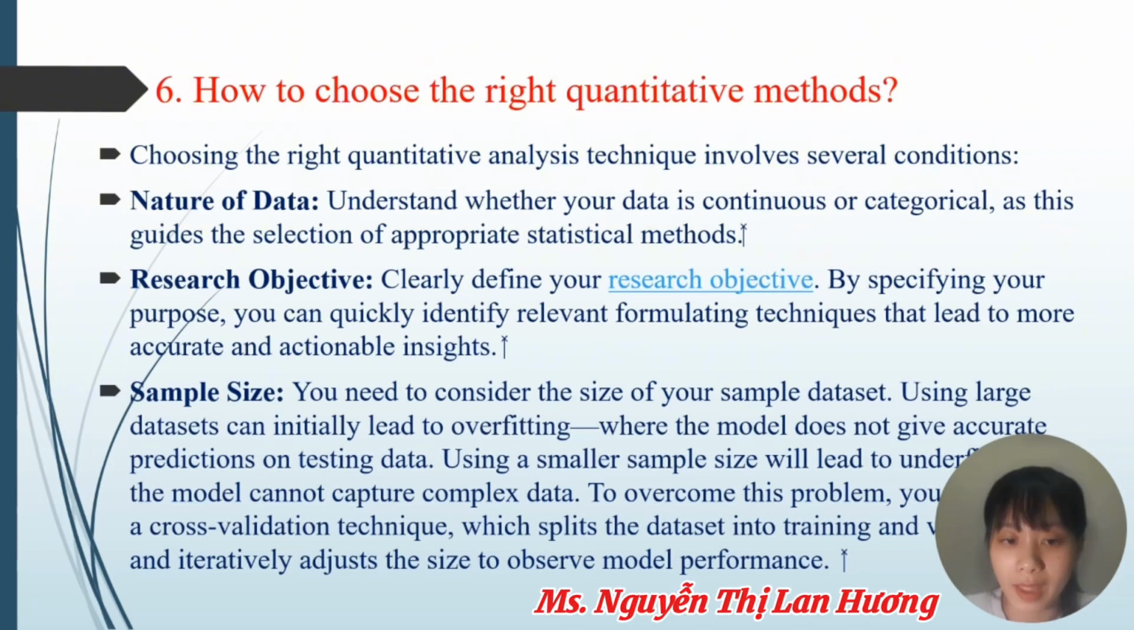The third is sample size. You need to consider the size of your sample dataset. Using large datasets can initially lead to overfitting, where the model does not give accurate predictions on testing data. Using a smaller sample size will lead to underfitting, as the model cannot capture complex data. To overcome this problem, you can employ a cross-validation technique, which splits the dataset into training and validation sets and iteratively adjusts the size to observe model performance.